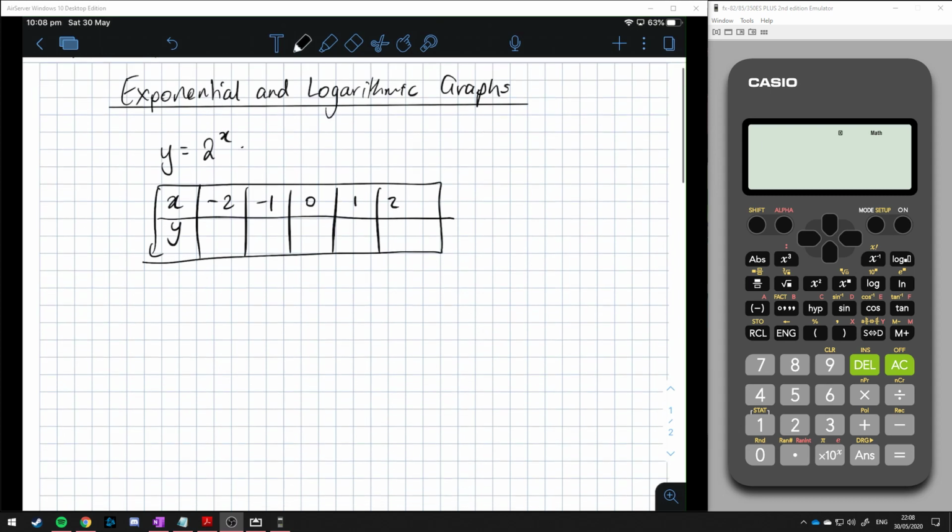So we'll start off with 0, put 0 in, 2 to the power of 0, well that's just equal to 1. 2 to the power of 1 is 2, 2 to the power of 2 is 4. Going back the other way, 2 to the power of -1 is the same as 1 over 2, or 1 over 2 to the power of 1, and putting -2 there is the same as 1 over 2 to the power of 2, which is 1 over 4.